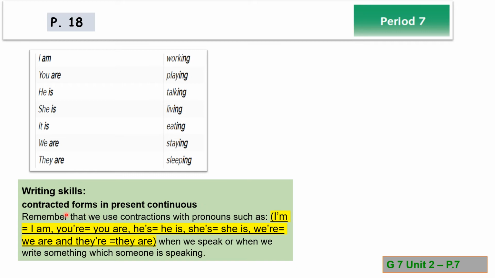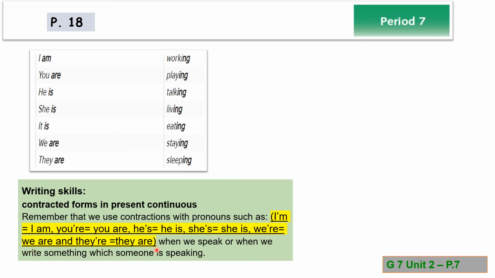Means the short form, not the complete form. This is the complete form, and you will now see the short form like this. Is it clear? Okay. Remember that we use contractions with the pronouns, such as I'm instead of I am, you're instead of you are, he's instead of he is, she's instead of she is, we're instead of we are, and they're instead of they are.